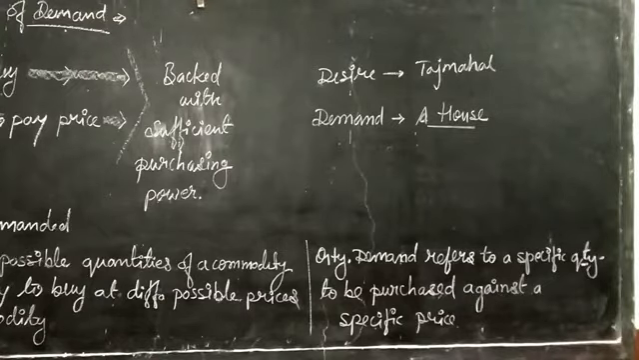So desire means wanting to buy a Taj Mahal, or a castle, or a palace. That is called our desire. And demand is to buy a house which is within your purchasing power, a house you can actually purchase. This is the difference between desire and demand.